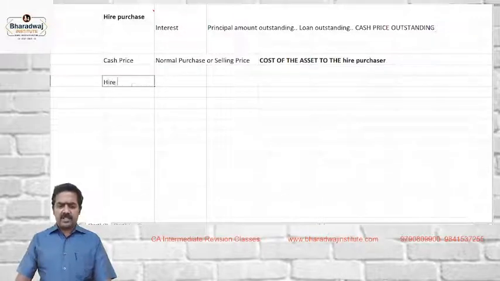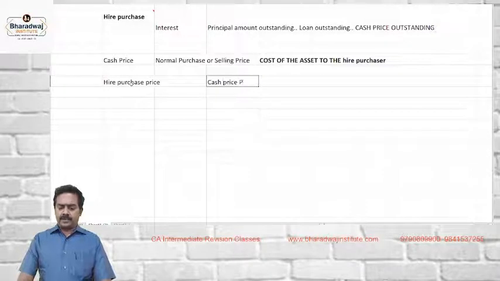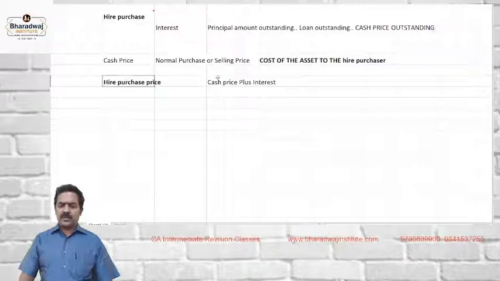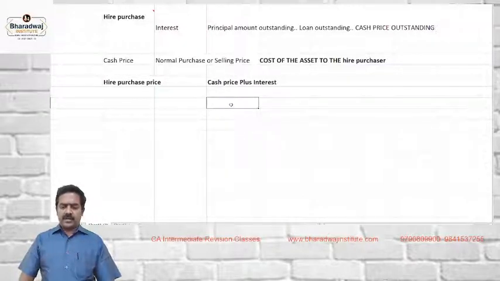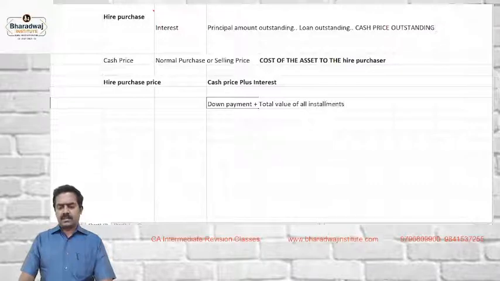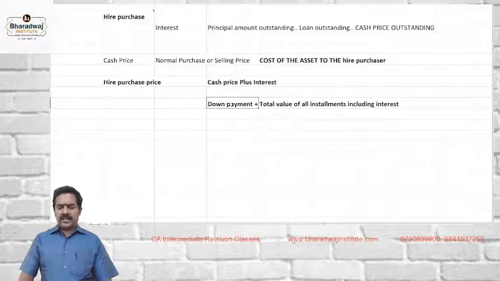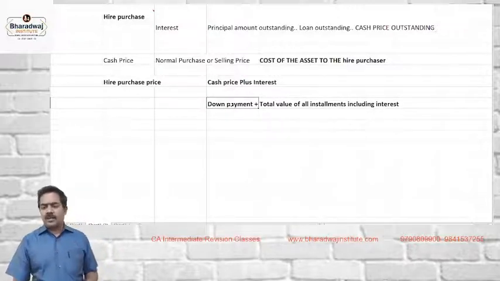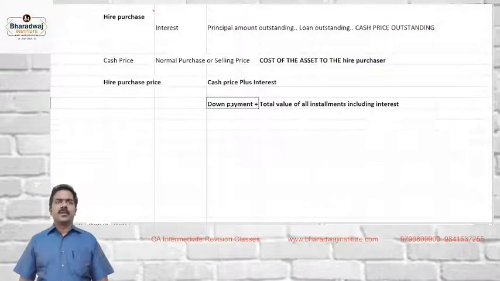Then what is hire purchase price? Simple. Cash price plus interest will give us hire purchase price. Or you can say down payment plus total value of all installments including interest. Either cash price plus interest, or down payment plus all the installments including interest, that will be the hire purchase price.